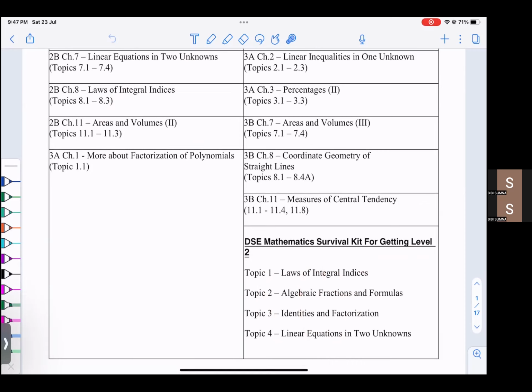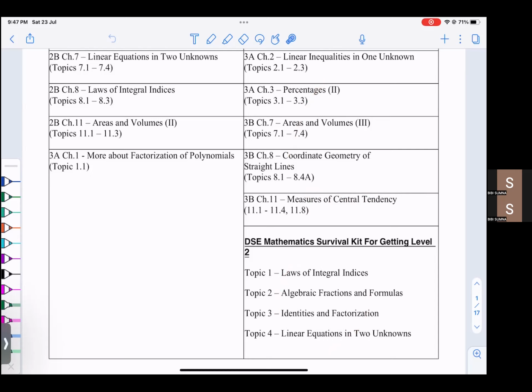There's actually more included. For example, these percentages or this area and volume, they will also come in DSE, and also coordinate geometry and statistics, everything is going to come. But because until Form 3 they only give very basics, it's not included in this part.